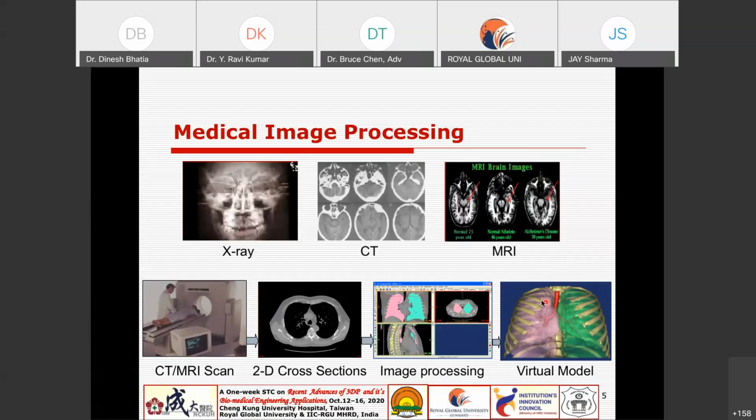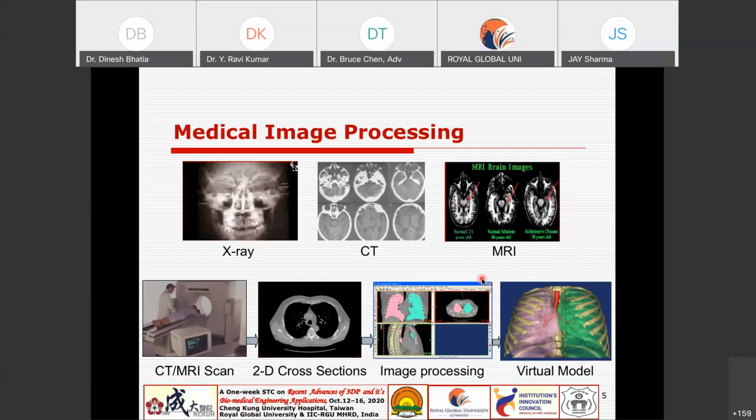What I'm trying to say is that you may use medical image processing tools to come out with your region of interest, or the organ of interest, or a tissue of interest. You can segregate them, segment them, and use region growing, and then you can come out with your region of interest with these medical image processing techniques.